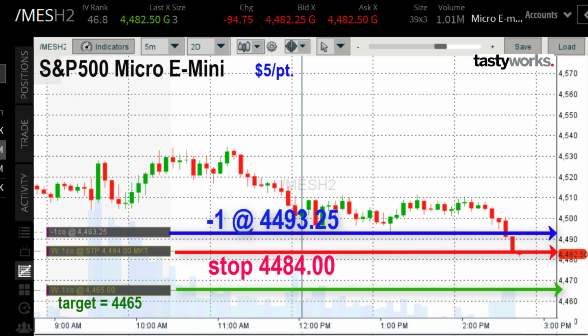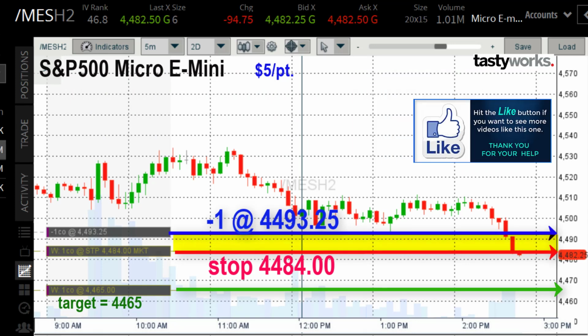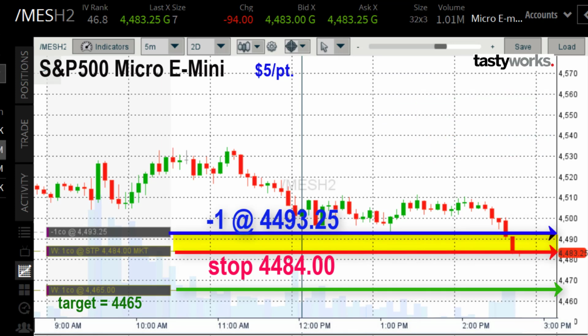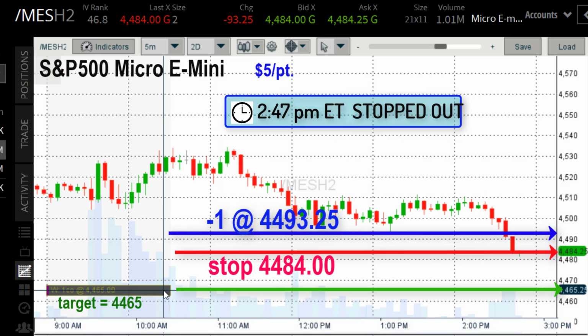Now it'll vary how much that distance is between your stop and the market, depending on the general volatility of the market every day when you trade. And as you get more experience, you begin to better gauge that. There you go. I'm stopped out at 44.84.